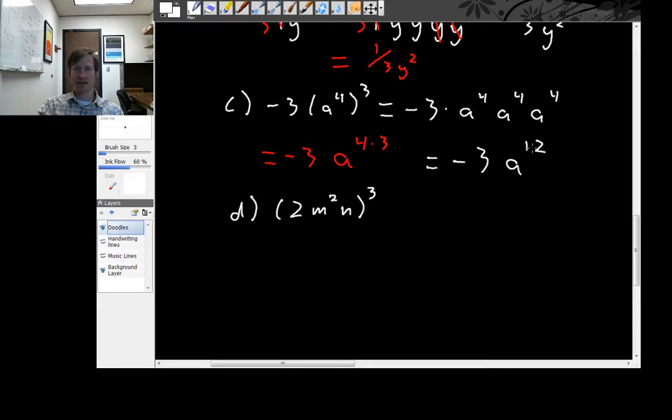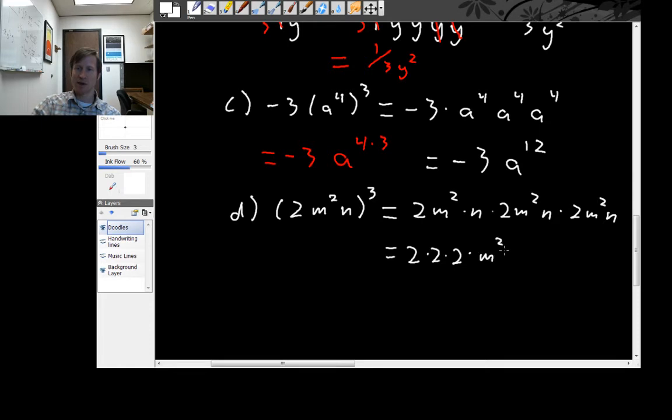All right, last one. As usual, we can expand the powers, or we can use exponent laws. If we just expand this, so raise this to the third power, that's 2m squared n times 2m squared n times 2m squared n. Now we can rearrange this product if we want. It's 2 times 2 times 2 times m squared times m squared times m squared times n times n times n.